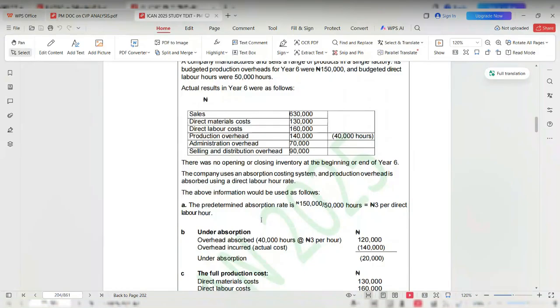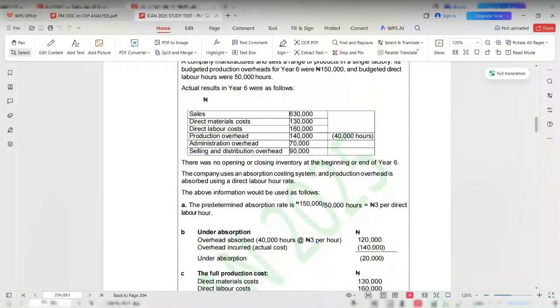We have already calculated our overhead absorption rate. So now, if we want to get either the under or over absorbed overhead, the total hours absorbed was actually 40,000. Then we multiply by the overhead absorption rate we calculated, which was 3 naira. We get 120,000. So what is the overhead incurred? The actual overhead incurred is 140,000. Are we still together? Yes, we are together.